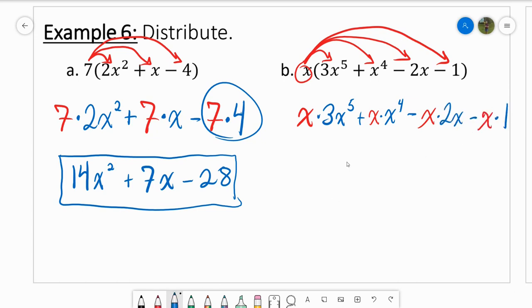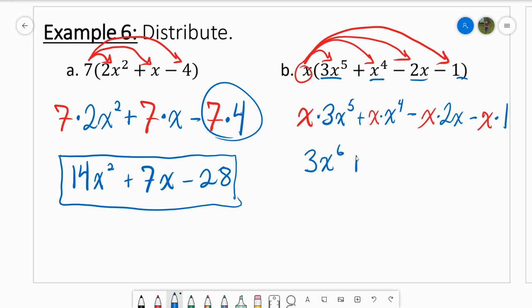All right, so there's our middle step. You can see that we had 4 terms, 1, 2, 3, 4. Each of them got their very own x, which you can see in red here. So now I'm going to go ahead and simplify. Well, x times 3x to the power of 5. Keep your number out front. There are no other numbers. And then x times x to the power of 5 is really x to the power of 6.